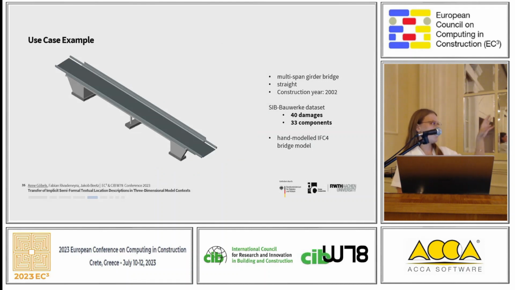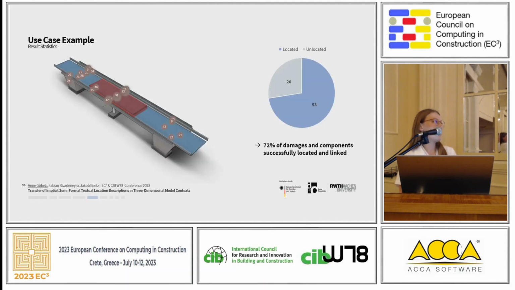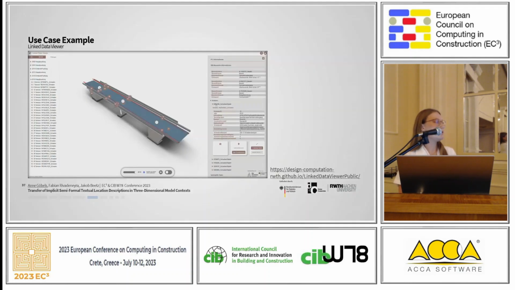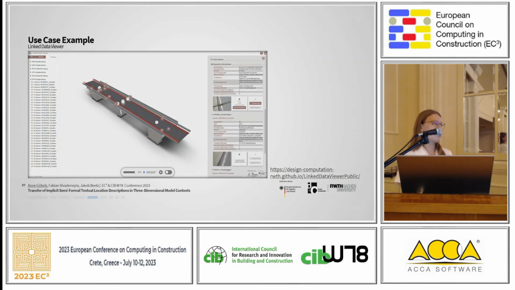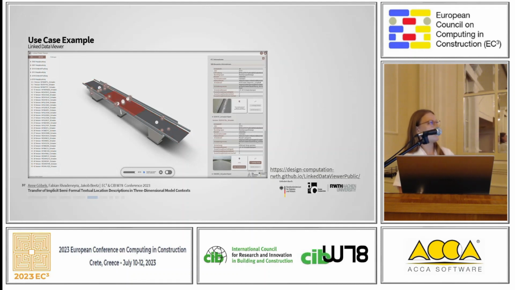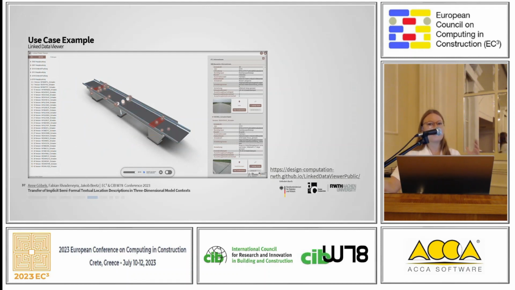And we used in this case a hand model, the IFC bridge model from the TwinGAN project, and we were able to achieve a success rate of 72%. So we were able to transfer 72% of all component and damage information, like textual information, to our 3D model. And we used the results to implement a linked data viewer that now accesses all the formerly database-stored textual information via the 3D model, and we can also highlight the damaged areas and see directly where damages are and see the spatial extension and the density.